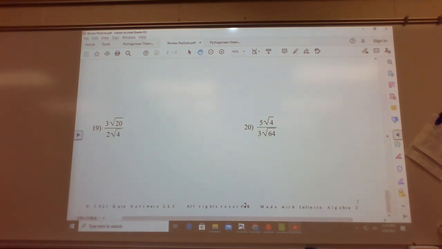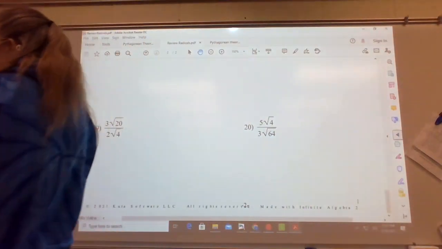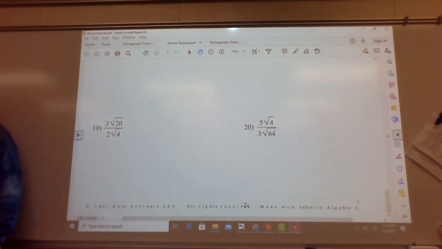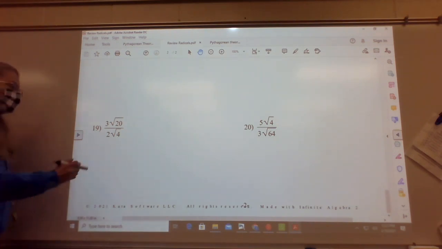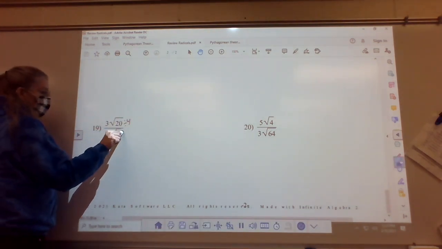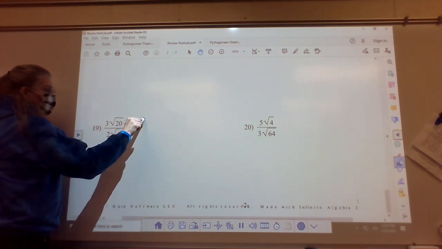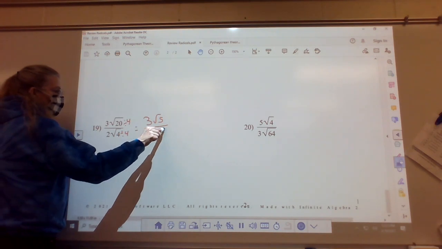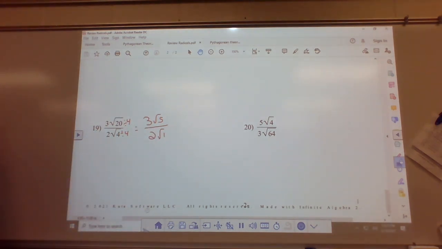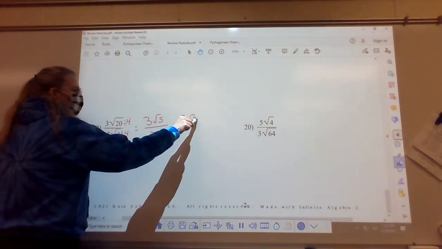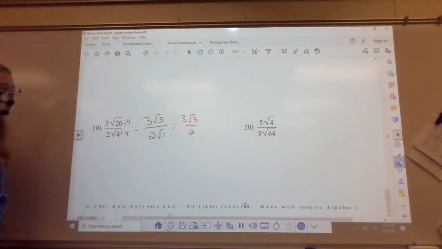Number 19. Reduce the radicals. I have a 20 and a 4. What can come out of 20 and 4? 4. Yes, 2 works, but 4 is better. So 3 radical 5, 2 radical 1. Well, I don't even need the 1. So 3 radical 5 over 2.